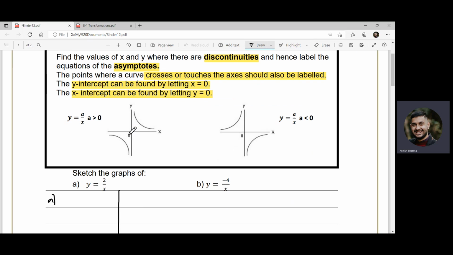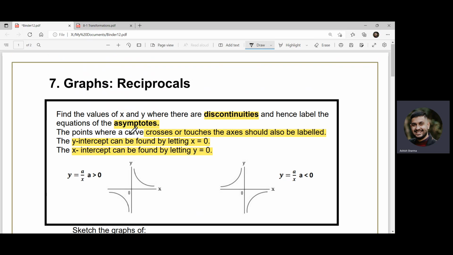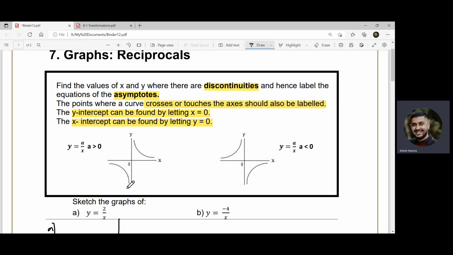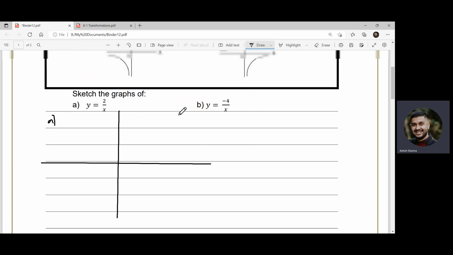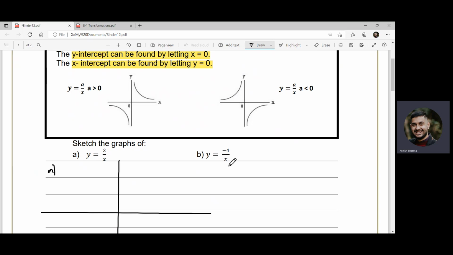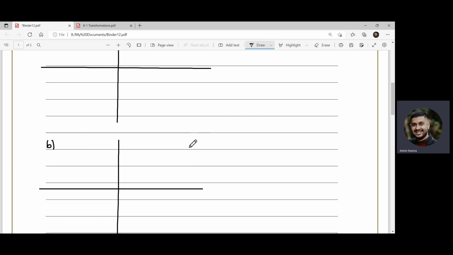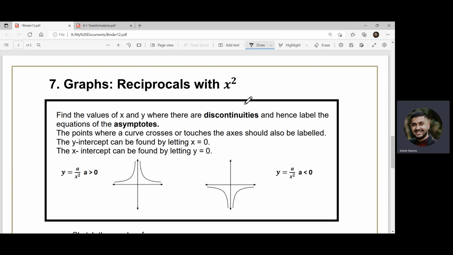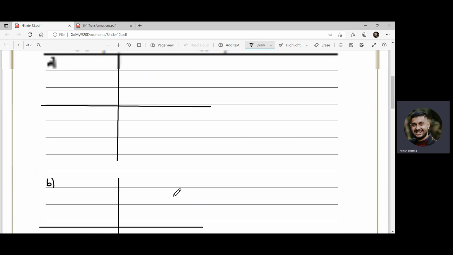Okay, so what are the two types of reciprocal graphs that you could find? Well, there's the normal type, which looks like a over x where a is greater than 0, so a positive reciprocal, which has this sort of shape, or a negative reciprocal where it's a over x again, but a is less than 0, and it has this shape. So there's a normal type of reciprocal graph, and we look at A and B examples here. And then there are reciprocals with the x squared in the denominator. Okay, and that looks slightly different.